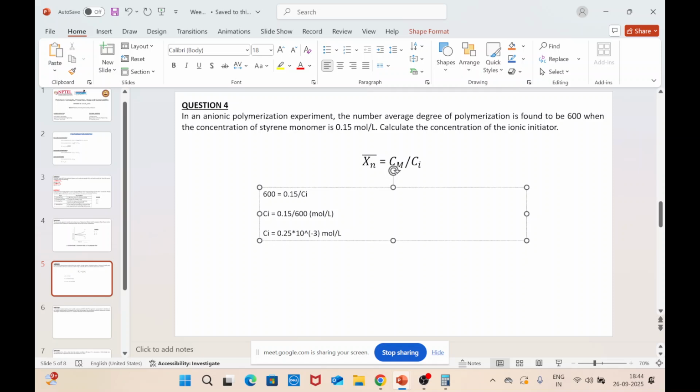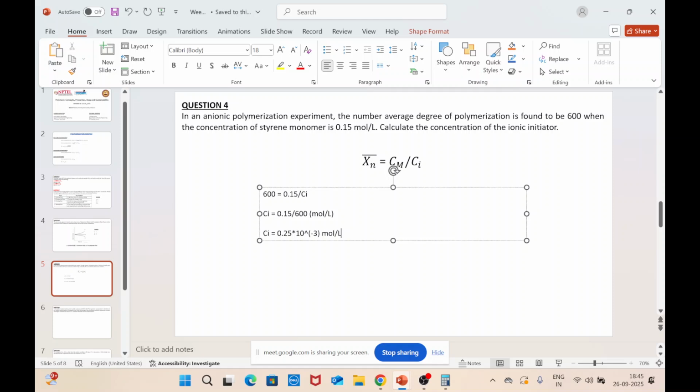So again, here you can get questions in multiple other forms. The equation is going to remain the same, but you can be asked to calculate the number average degree of polymerization by providing the value of concentration of the monomer as well as ionic initiator, or you can be asked to calculate the concentration of ionic initiator as we did here right now, or you can also be asked to calculate the concentration of the monomer by providing both the values of the number average degree of polymerization and the concentration of the initiator. So again, this is a simple arithmetic problem.